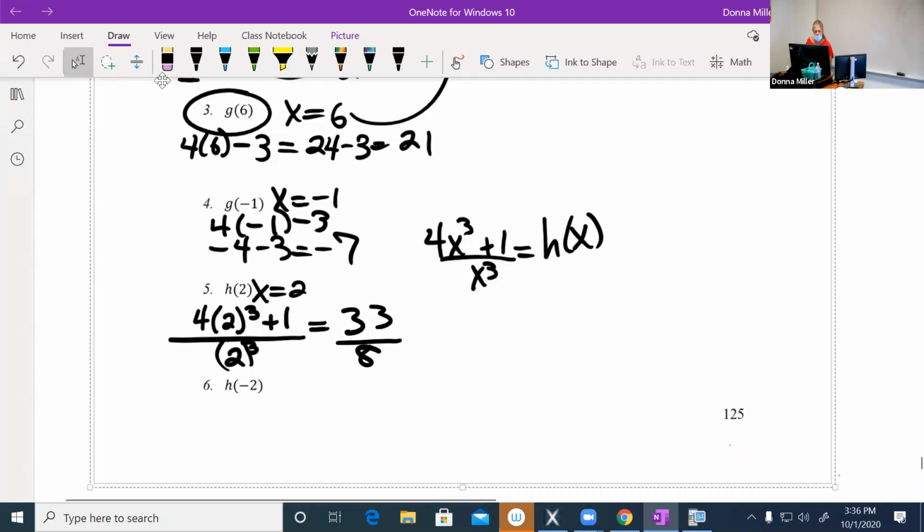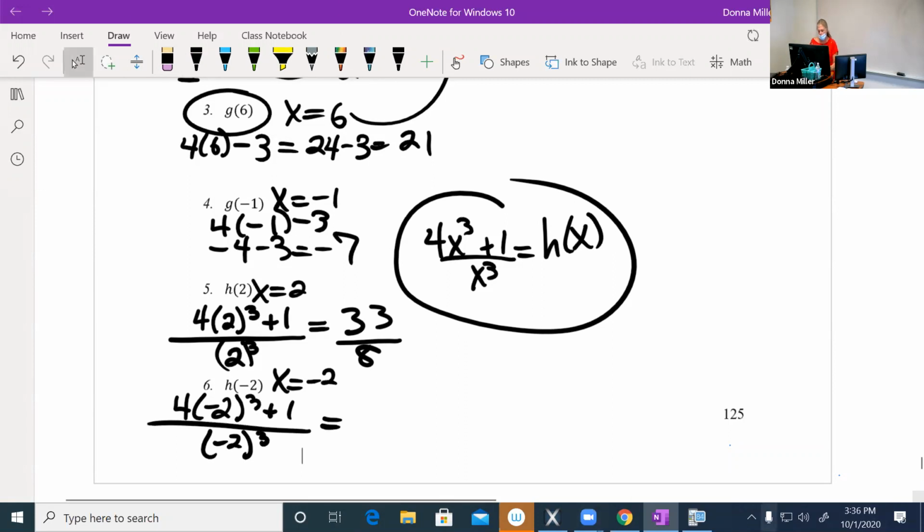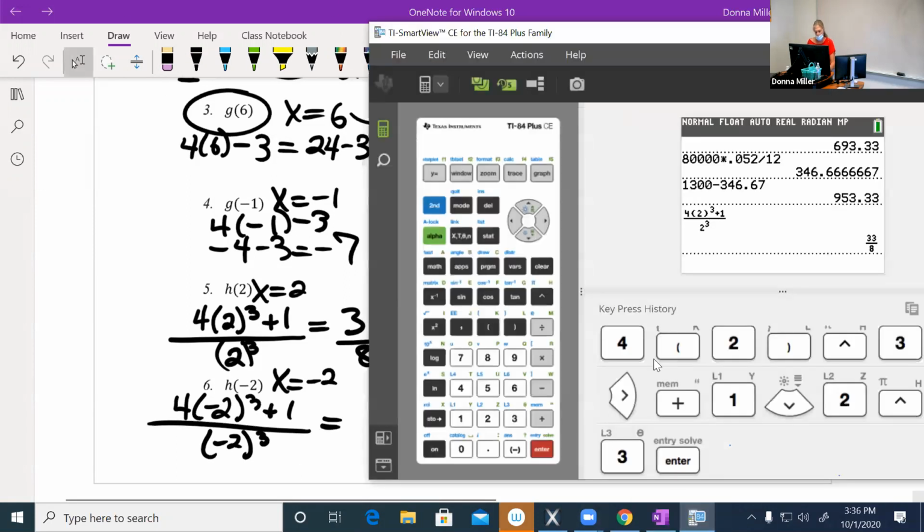All right. h of -2, same thing. I'm just plugging in -2. Make sure you put parentheses around it. So I'm going to plug it in here. X is -2. Plug it in. Actually, what I can do, you know how to type what you just got.